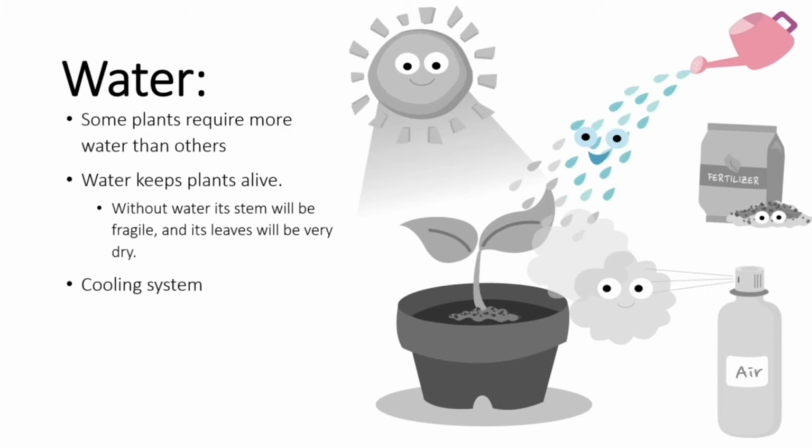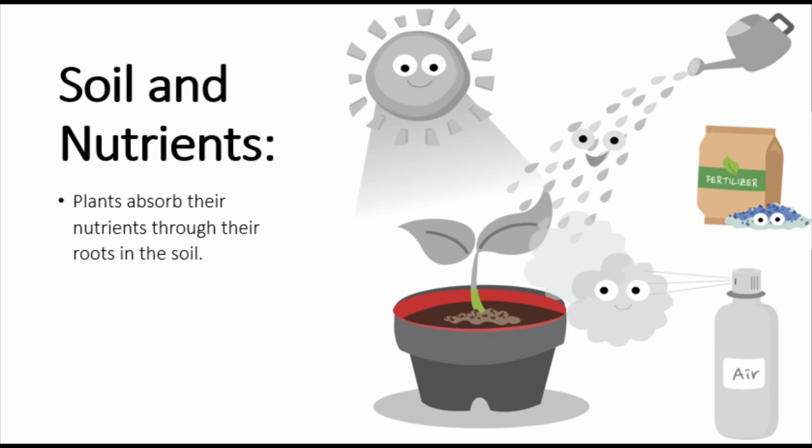The final thing a plant needs to survive are soil and nutrients. Just like humans, plants have several vitamins and minerals that they need to grow. These vitamins are found in the soil, and plants absorb the vitamins from the soil through their roots. The roots also absorb any water that is trapped in the soil.